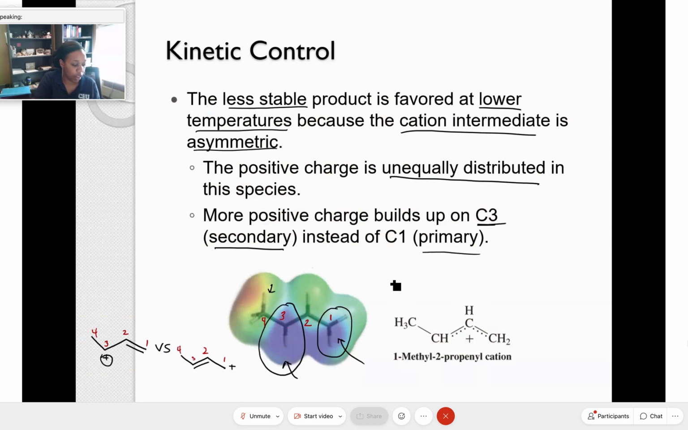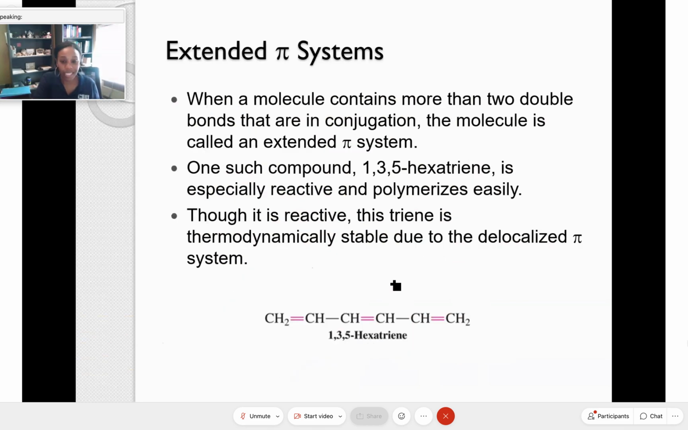All right, moving on now, 14-7. So we talked about allylic systems, one double bond. We talked about our conjugated diene. Now we can have extended pi systems, even more extended, where we have more than 2 double bonds in conjugation. They have to be in conjugation, double, single, double, single, double, but that's an extended pi system.